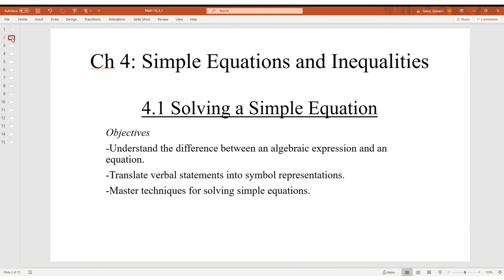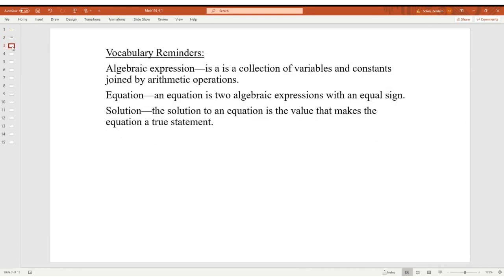Okay. Now with that, let me give you some vocabulary. The first vocabulary I would like to talk about is algebraic expression.